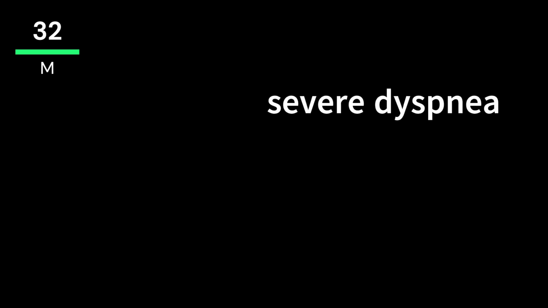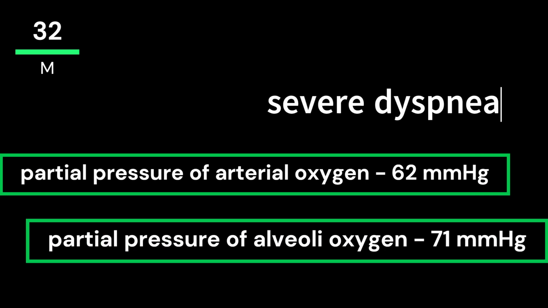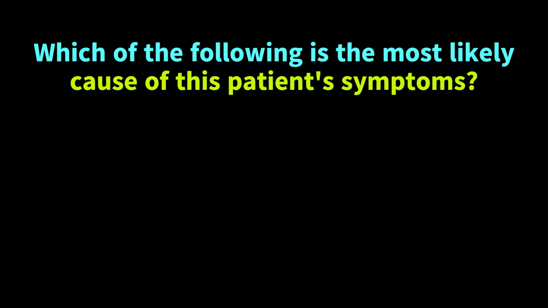His past medical history is unknown. An arterial blood gas analysis shows the partial pressure of oxygen in his arterial blood to be 62. The partial pressure of oxygen in his alveoli is calculated to be 71. The question is: which of the following is the most likely cause of this patient's symptoms?